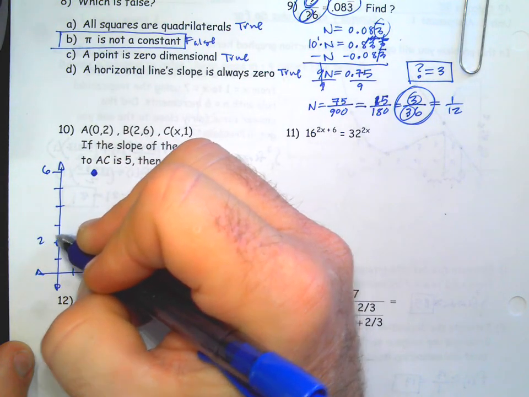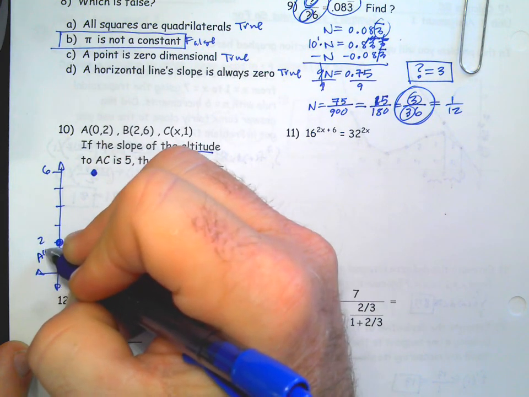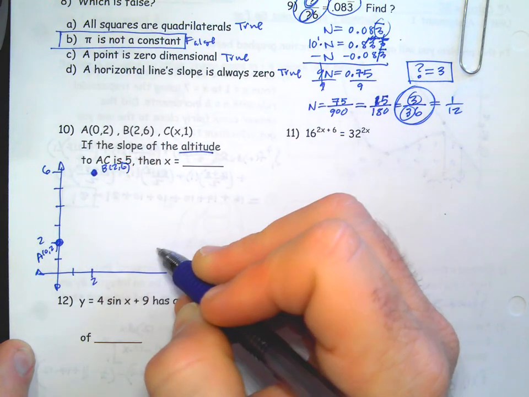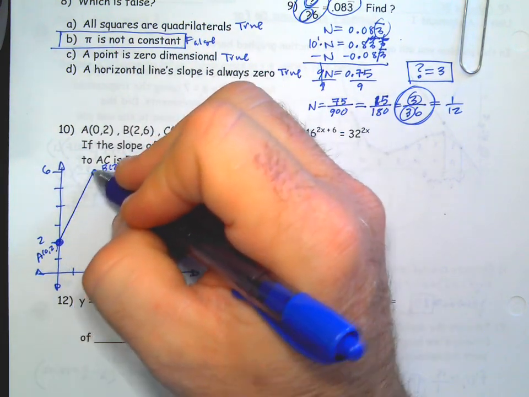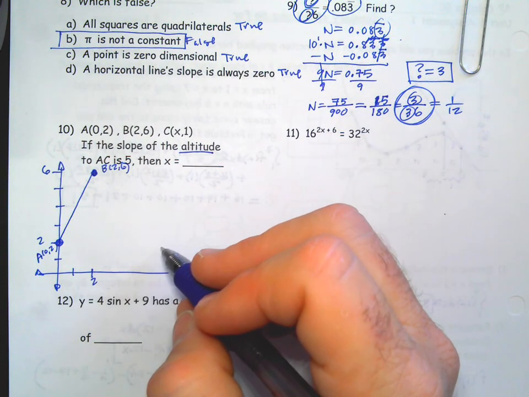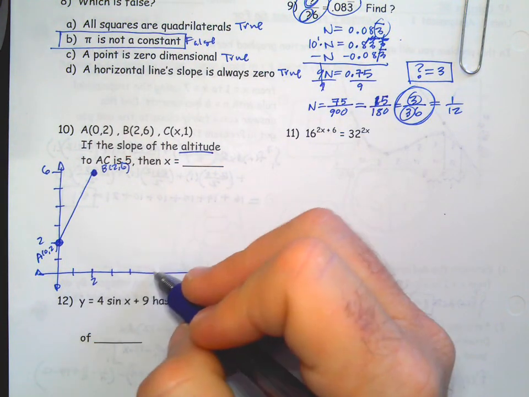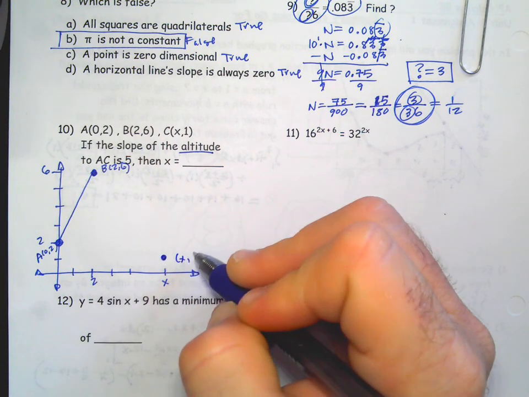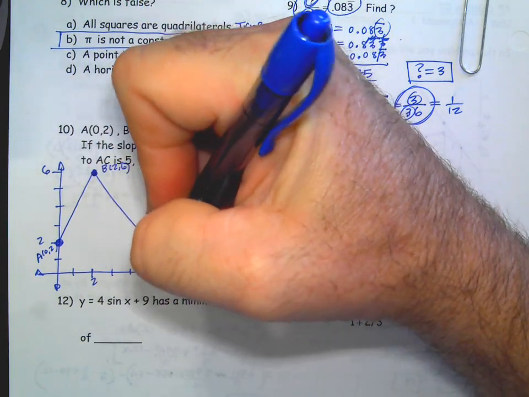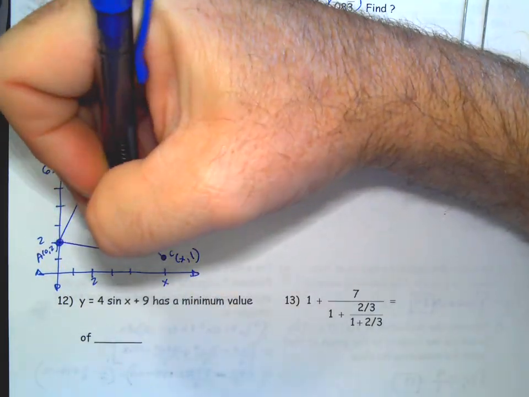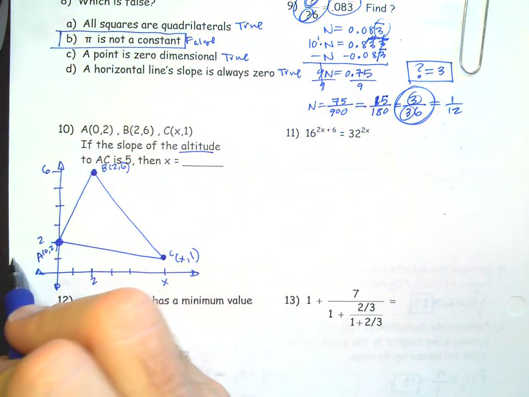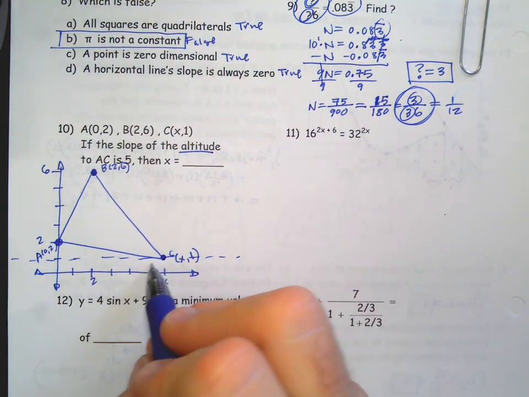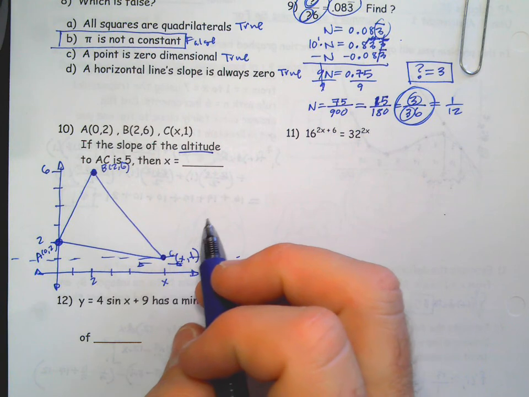So that's A, (0, 2). This is B, (2, 6). And then C is some unknown value for the X value. So we could just say, okay, here's (X, 1), just to draw. And that's point C. Now, this point could be anywhere technically along this line, right? So that can move back and forth. But at least that gives us something to work with.